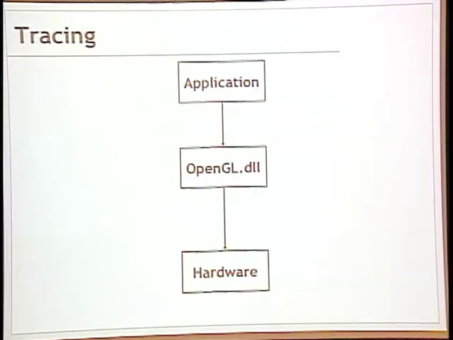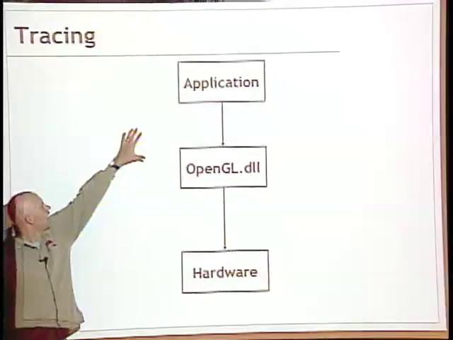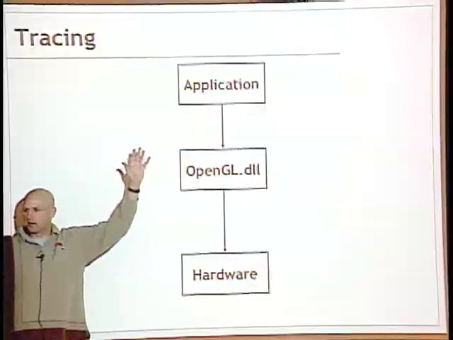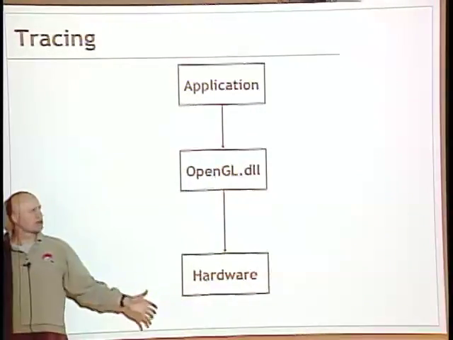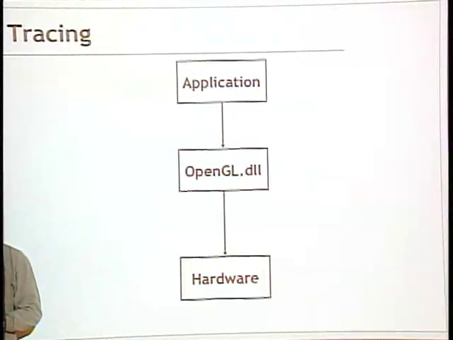So the first thing we're going to talk about is tracing. This is kind of cool. We have an application up here. It's some sort of piece of software. And then we've got a piece of hardware down here. And the question is, how does the software talk to the hardware? This is done through a bunch of operating system magic.